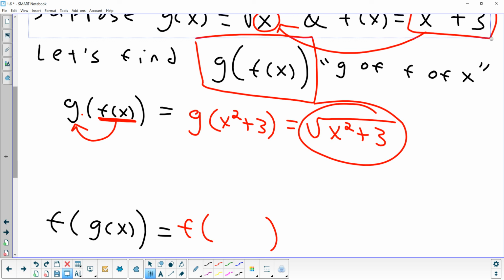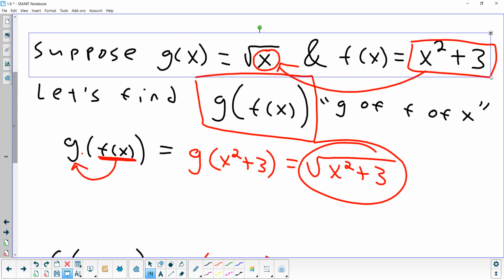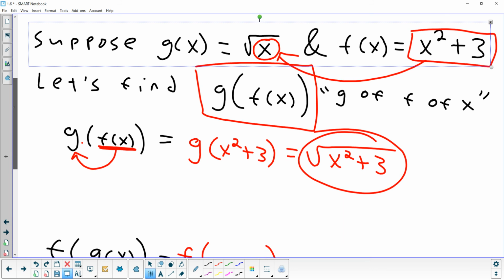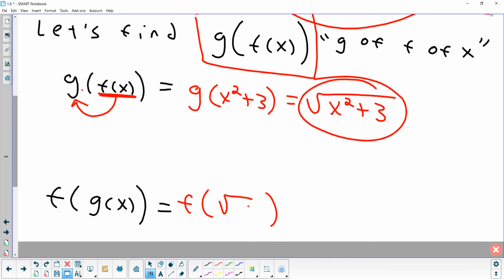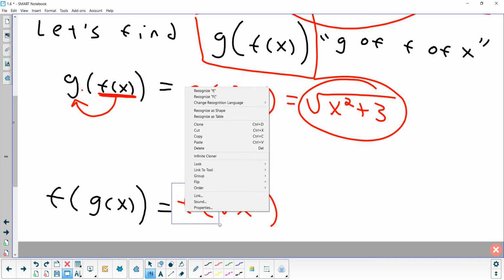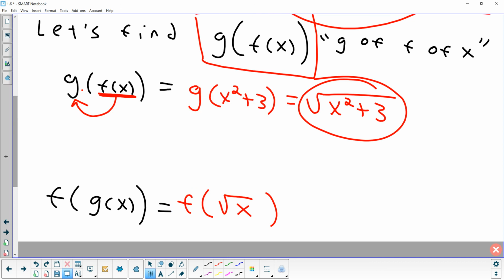Right, so Matt, what is g of x equal to? That's equal to square root of x. Yes, it's the square root of x. So now, in formula f, replace all the variables with what's inside the parentheses. It's like substitution. Change all the variables to square root of x.